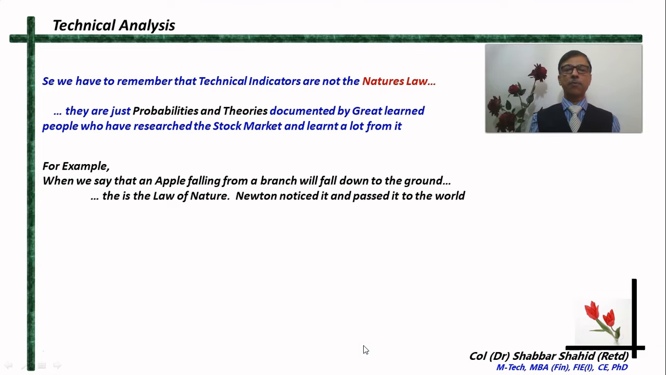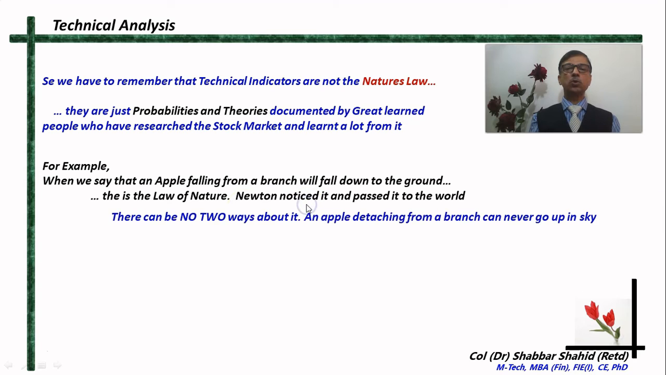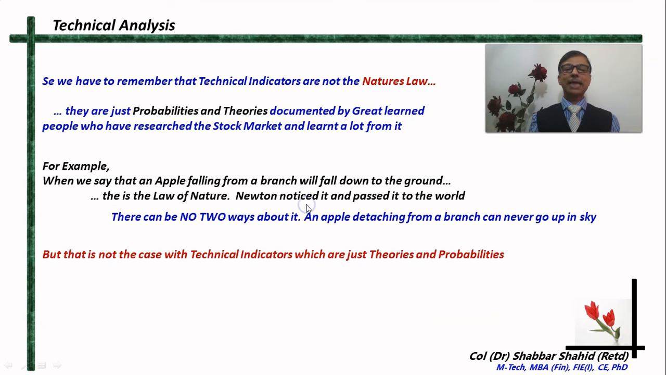Now you see, what I'm trying to say is, for example, when an apple breaks from a branch, the apple will fall down to the ground. That is the law of nature. Newton noticed that, and he passed it to the world. Now there are no two ways about it. An apple falling from the branch or breaking out from the branch has to come to the ground. It can never go up into the sky. All right? But that is not the case with technical indicators.